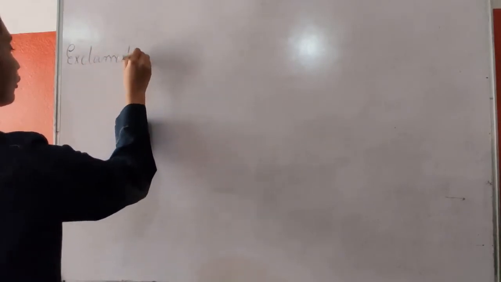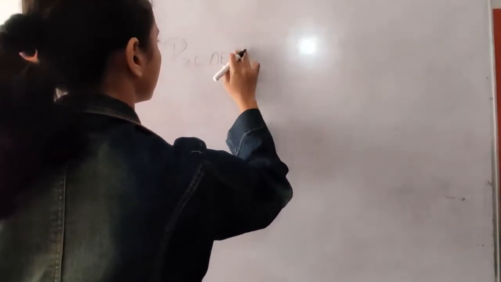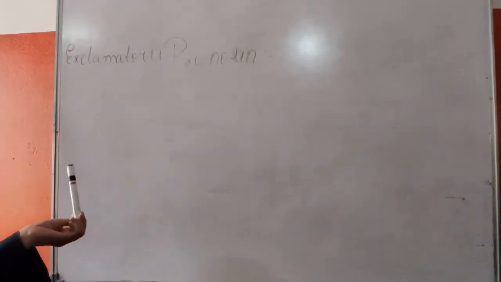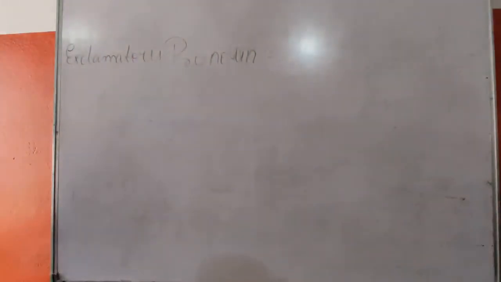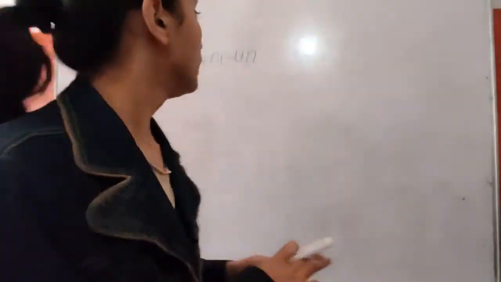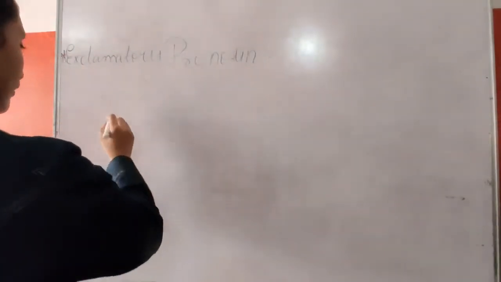Exclamatory pronoun. So the word exclamatory has been derived from the Greek word exclaims, which means to express some strong feeling, emotions. And the noun and the pronoun, everyone knows that it's quite a piece of cake for everyone, that the words which are used instead of a noun. Exclamatory means the WH family.